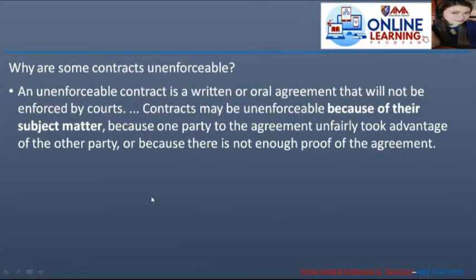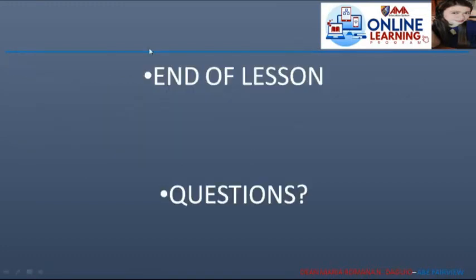So, why are some contracts unenforceable? So, we have mentioned earlier, unenforceable contracts. So, here are the instances or reasons bakit nagiging unenforceable. So, first, unenforceable contract is a written or oral agreement that will not be enforced by courts. Contracts may be unenforceable because of their subject matter. No? Halimbawa, hindi lawful. Because one party to the agreement unfairly took advantage of the other party. Dinaya niya, no? Nag-take advantage siya dun sa kakontrata niya, and there is not enough proof of the agreement. Wala tayong patunay na talagang may consent, no? Doon sa isang party. So those are the instances when can we say that a contract is considered to be unenforceable. So that concludes our discussion this afternoon class.